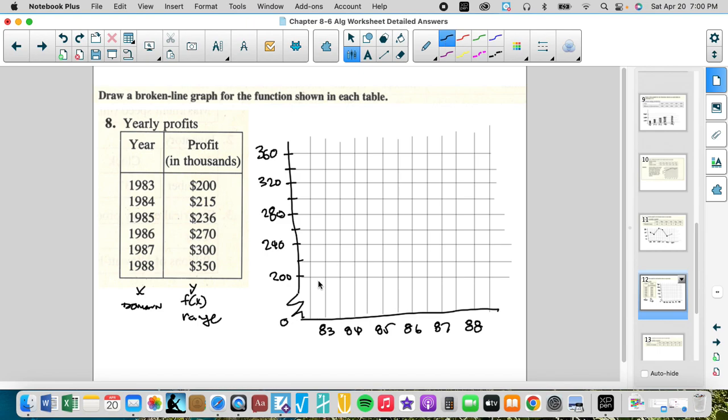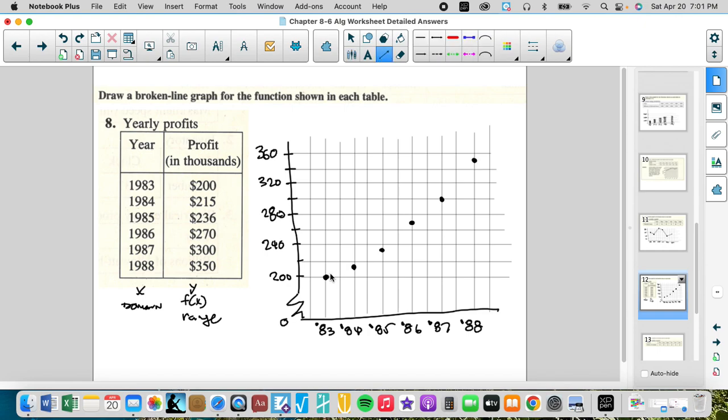We have data points 1983. We can do dots, meaning those are years. 1983 is 200, so 83, 200 would be there. 84 is 215, so it's going to be something like there. 85, 236. That's going to be somewhere right there. 86 is 270. That's like right here. 87 is going to be 300, which we know was right here. And that's 350, which is in between 40 and 60.